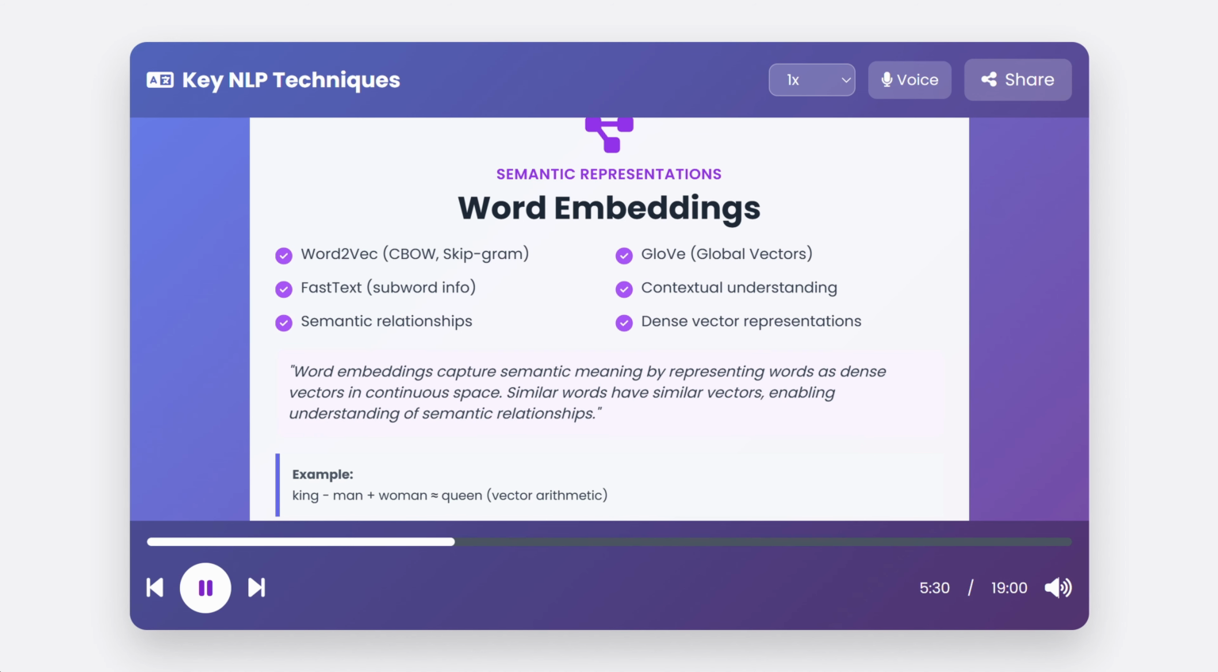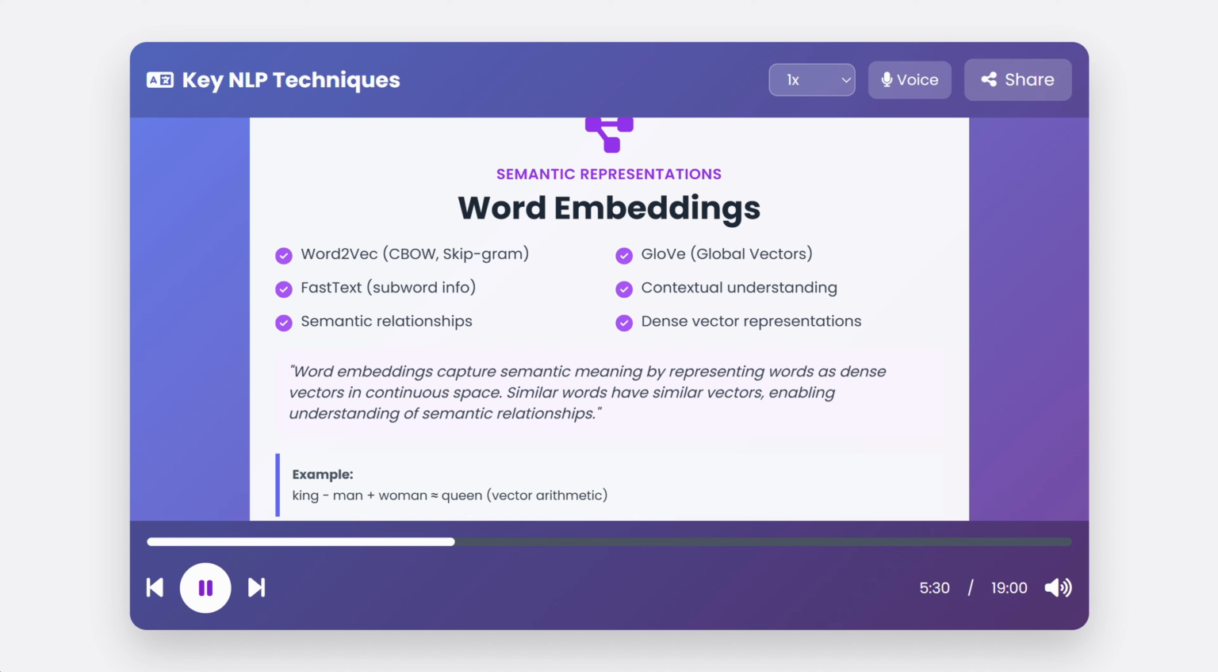Word embeddings revolutionized NLP by capturing semantic meaning in dense vector representations. Unlike sparse bag of words vectors, word embeddings represent words as continuous vectors in a high-dimensional space, typically 100 to 300 dimensions. Techniques like Word2Vec, which includes CBOW and skipgram architectures, learn these representations by predicting words from context or vice versa. GloVe uses global co-occurrence statistics, while FastText incorporates subword information to handle out-of-vocabulary words.